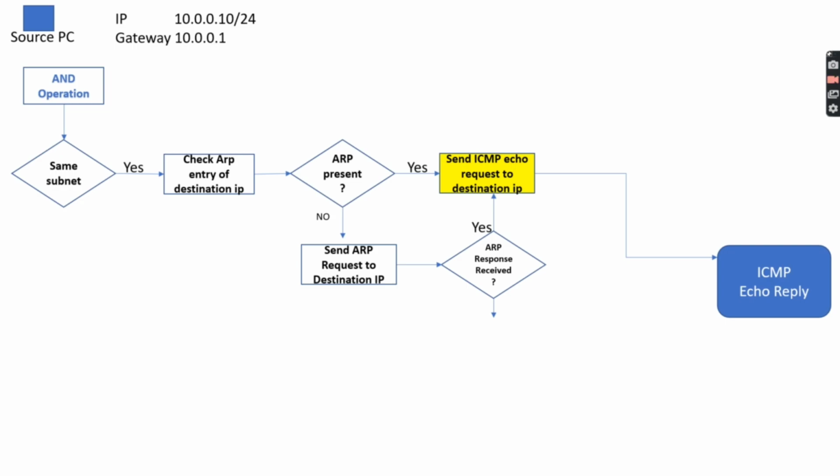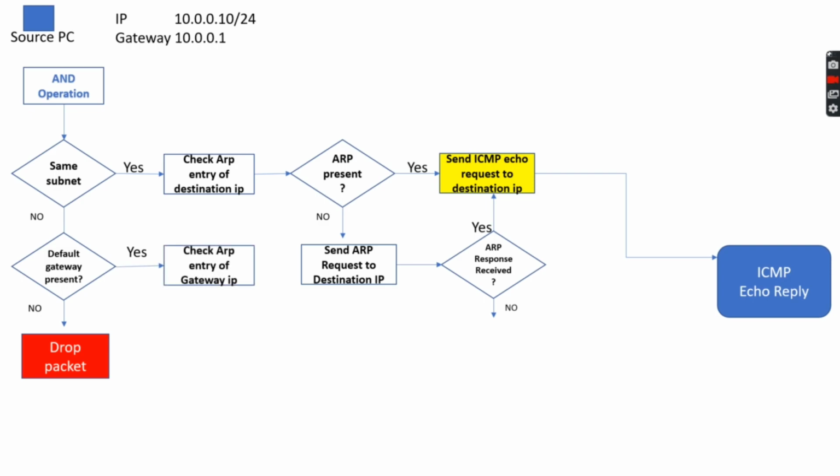Right now we are dealing with the same subnet. What if the source and destination are in different subnets? Now the PC is going to check, do I have a default gateway configured? If the default gateway is not present, then the packet is going to get dropped. If the default gateway is present, then it is going to check the ARP entry of the gateway IP, not the destination IP. If ARP is present, then it is going to send the ICMP echo request to the gateway IP.